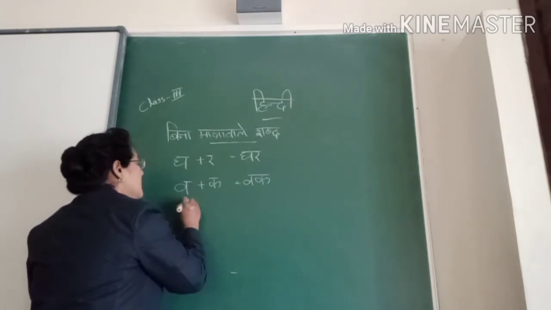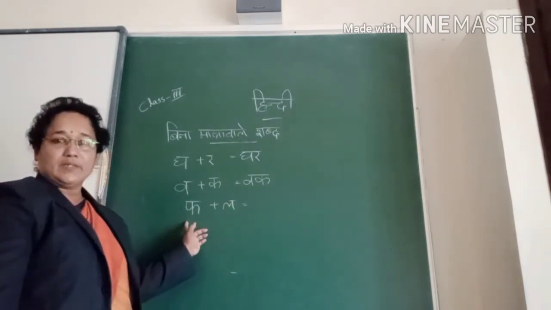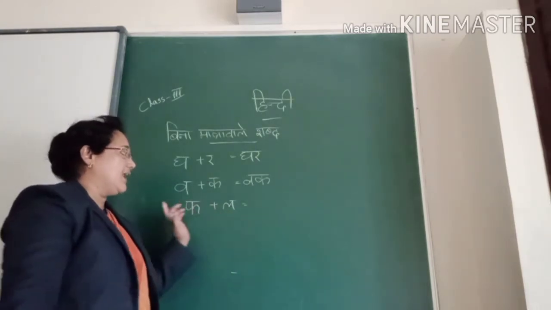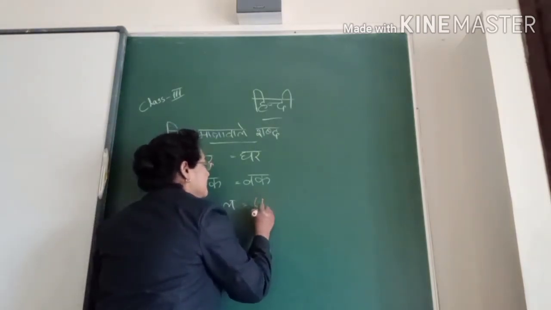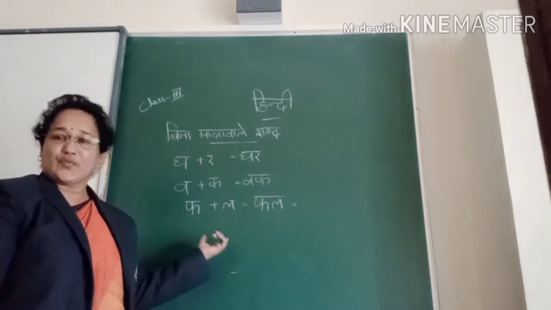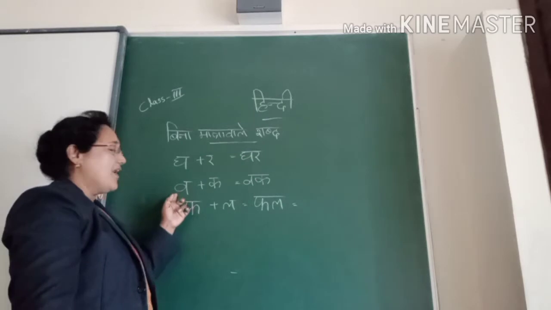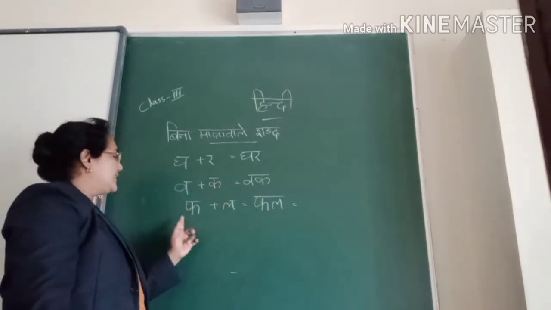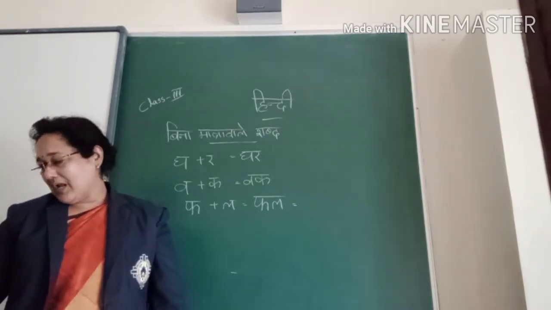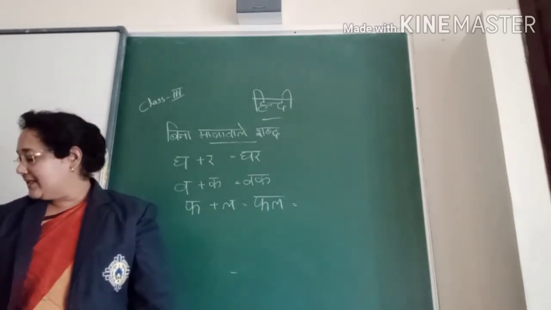Next, again they have given two-letter words. Pa plus la. Here also I took from the Varnamala one letter pa and another one letter la. Pa plus la, phal. What is the meaning of phal? Fruits. Again, kha plus ra, khar; va plus ka, vak; and then pha plus la, phal. Three words I wrote here. Okay, phal means fruits.